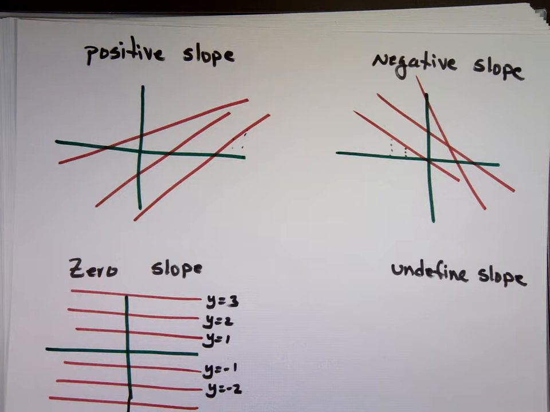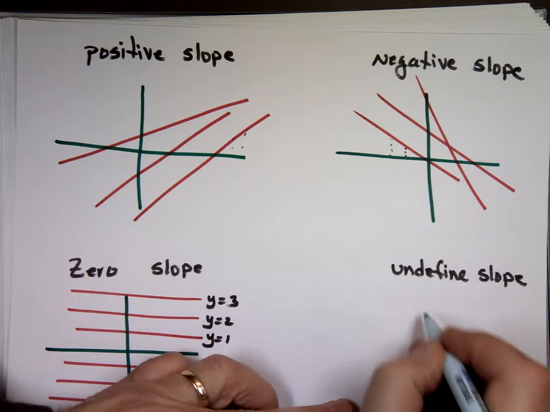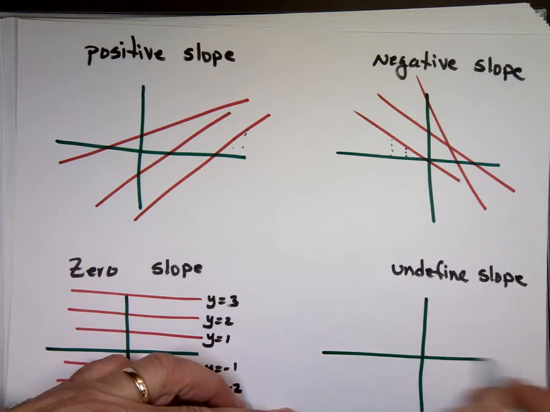And what's an undefined slope? Undefined slope, a line that goes up and down, because you're dividing by 0.